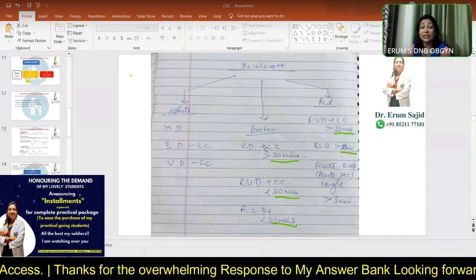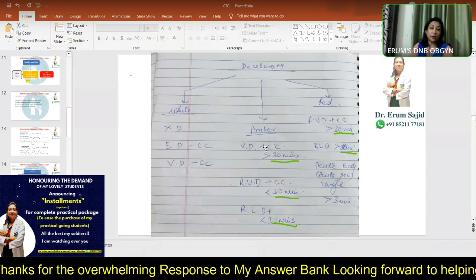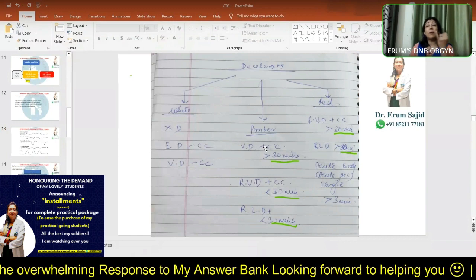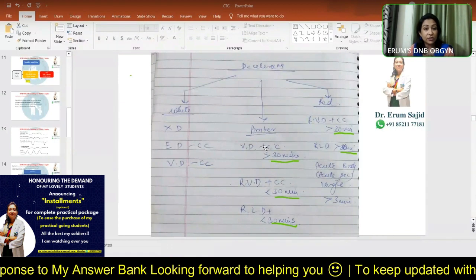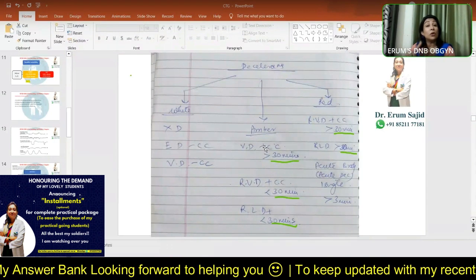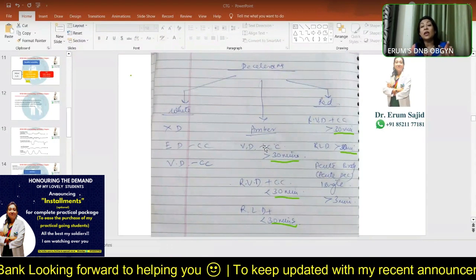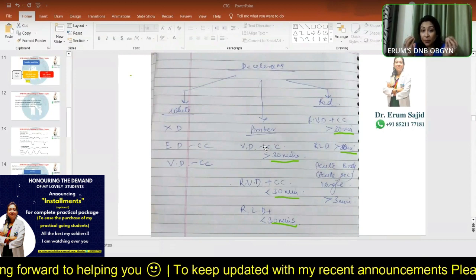When you're talking about NICE guidelines, see, these people are very smart. Can you see? They talk about early decelerations, late decelerations, variable decelerations, they even talk about repeated variable decelerations. But are you seeing that there are gray areas and there are lacunae deliberately left?